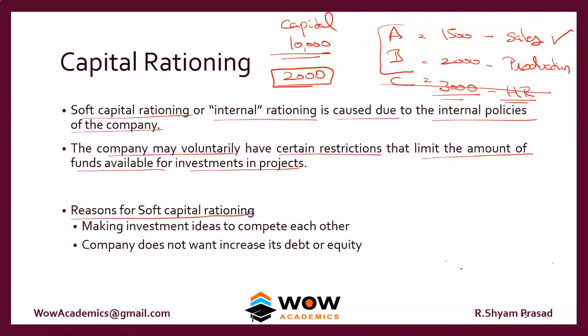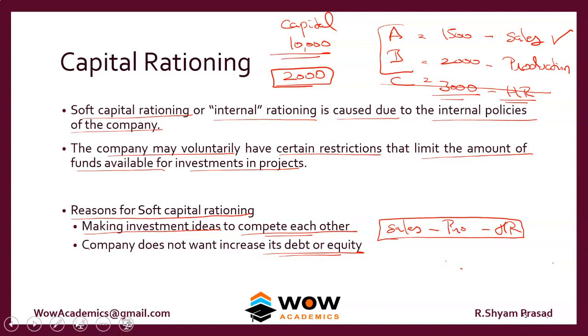So the reasons for soft capital rationing are, first, making investment ideas compete with each other. The sales manager, production manager, and the HR manager have to compete with each other to produce the best investment proposal. Second, the company does not want to increase its debt or equity. So rather than trying to get the money from the market, they are restricting the capital they raise. So these are the reasons for soft capital rationing.